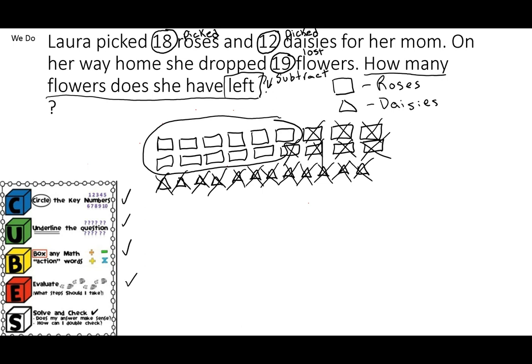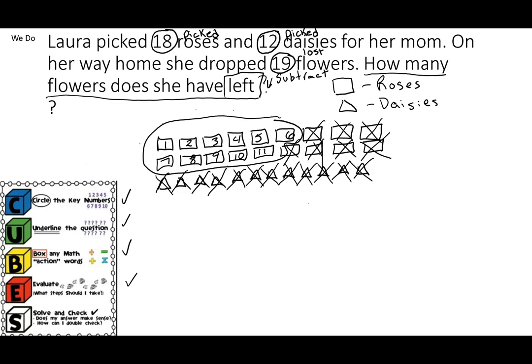Now if we've done this visualizing step, it's really easy because all we have to do is count the boxes that are in our circle, the ones that we have not crossed out. So let's check. We have 1, 2, 3, 4, 5, 6, 7, 8, 9, 10, 11. So we have 11 boxes that we did not cross out.